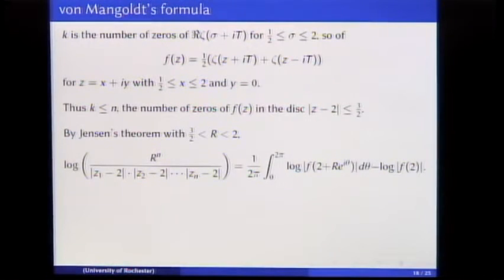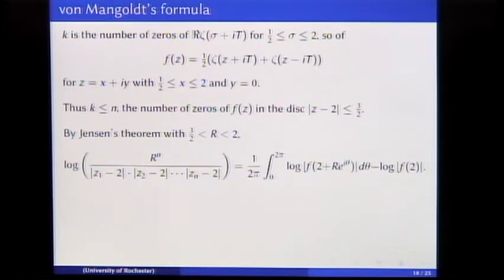Now, I stated it before as a disk centered at the origin. This is what it would look like if the disk is centered at 2, and R is the radius. So we get log of the radius to the n, where n is the number of zeros inside the disk of radius r, divided by the product of the moduli of the distances of the roots to the center. And that's equal to the integral of log f around the bigger disk.